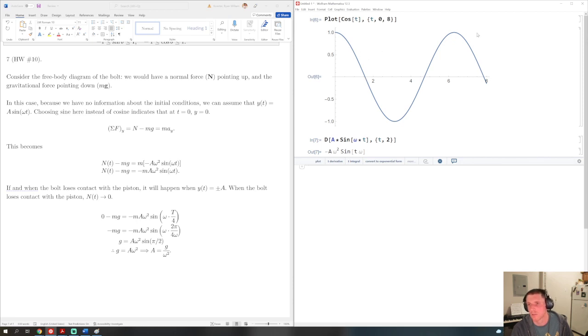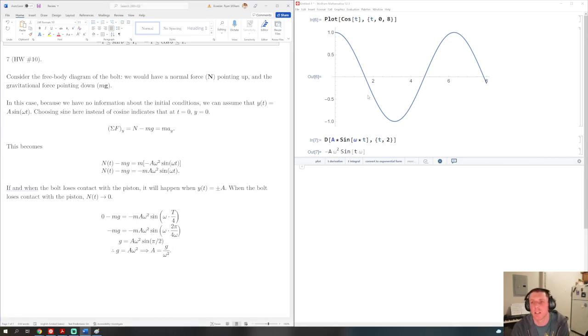Let me just try this. So 2 pi is here. This should be 3/4 of 2 pi. This should be 1/2 of 2 pi. This should be 1/4 of 2 pi. 1/4 of 2 pi is still pi over 2, right? So it still happens at t over 4.